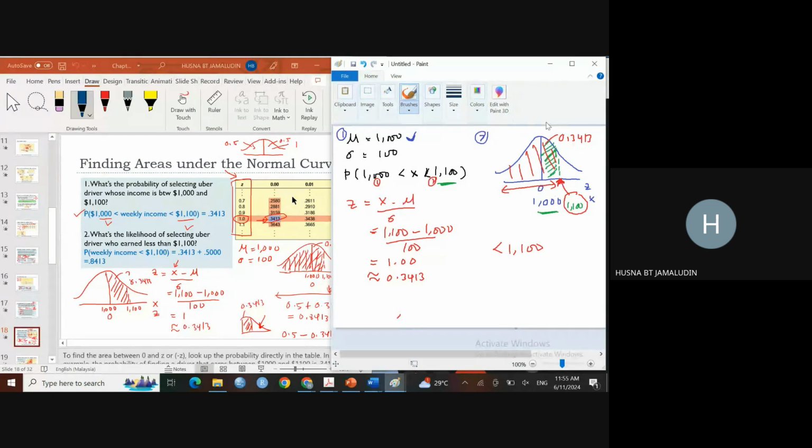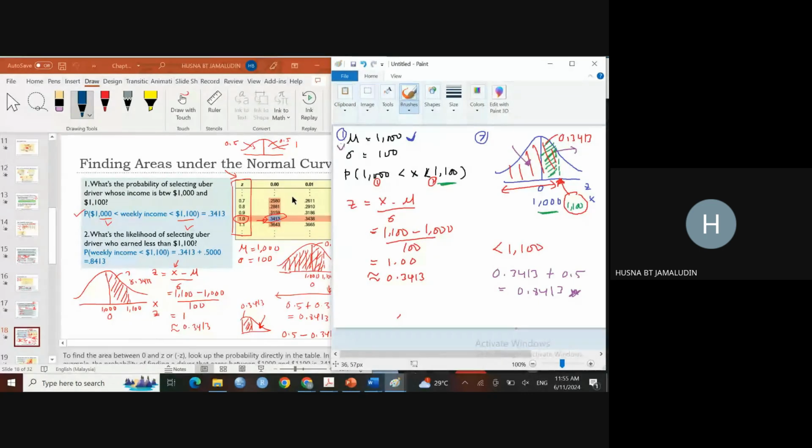How to find it? You already computed the area for the green one, which is 0.3413. And now, how are you going to find the non-green area? Remember the rules of the normal curve. The left side is 0.5, the right side is 0.5. So you will just add 0.5. Then you will get the answer of 0.8413. That's it.